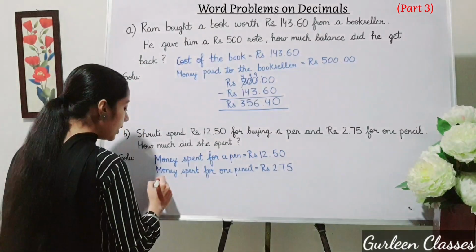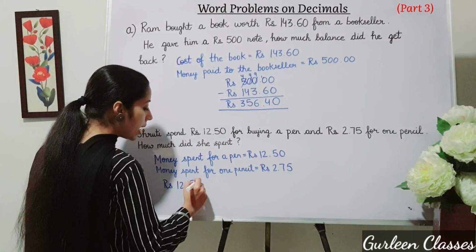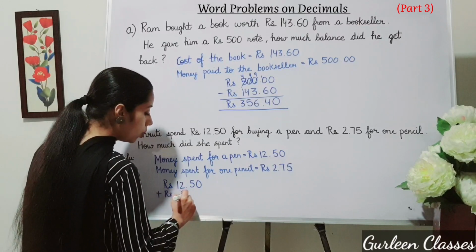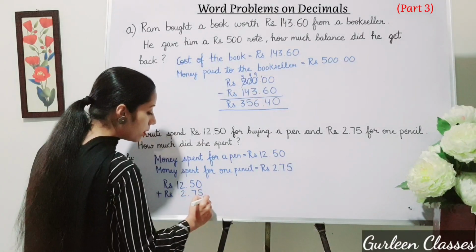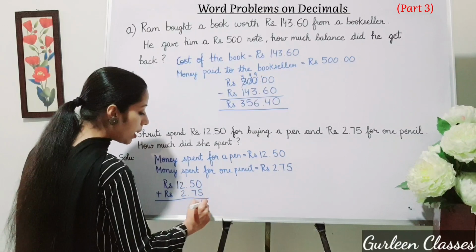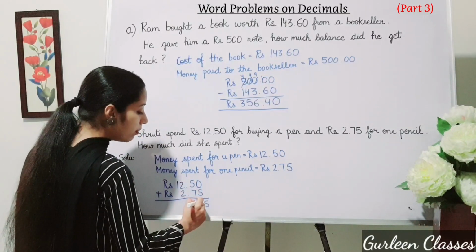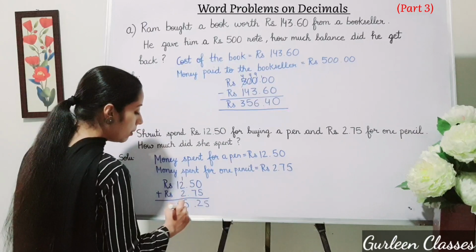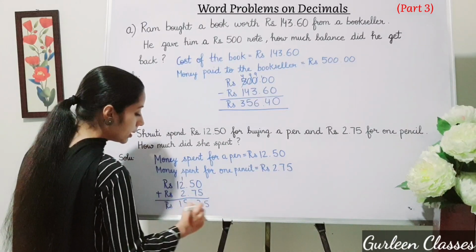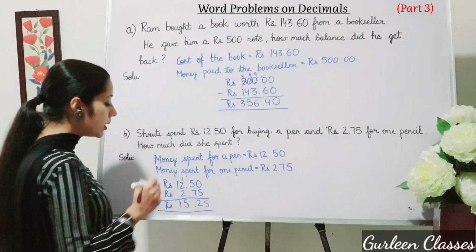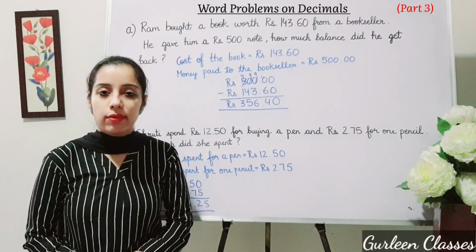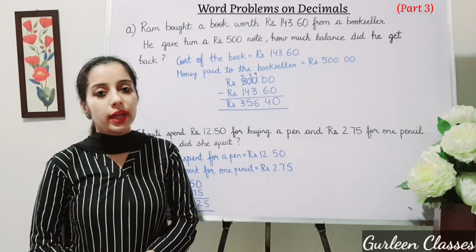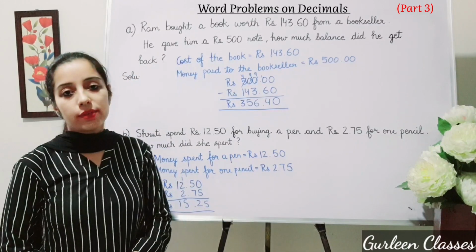So let us write here 12.50 plus rupees 2.75. Add them. It will be 5. 7 plus 5, 12. 2 plus 2, 4 and 5. It will be 1. So it is 15.25. Total money Shruti spent, rupees 15.25.